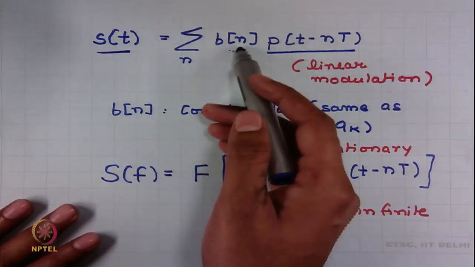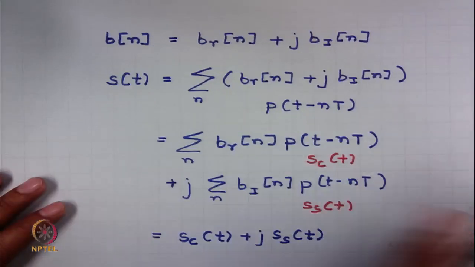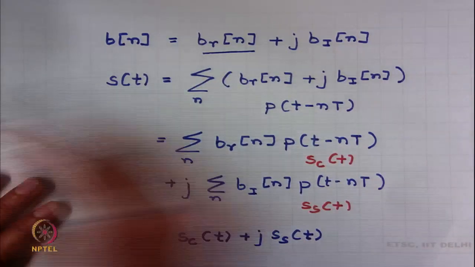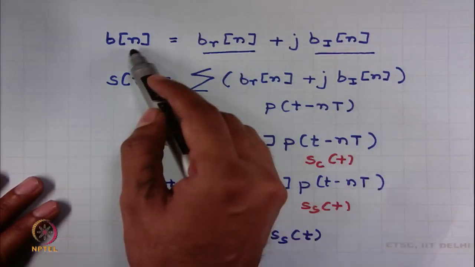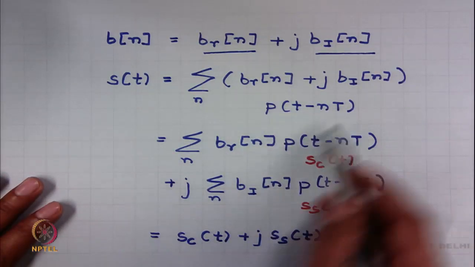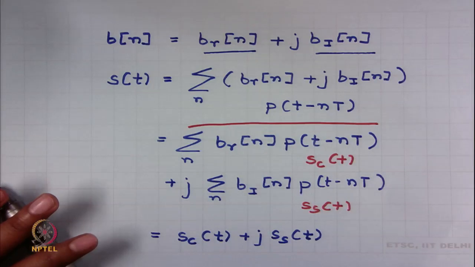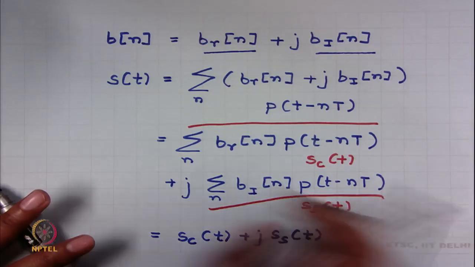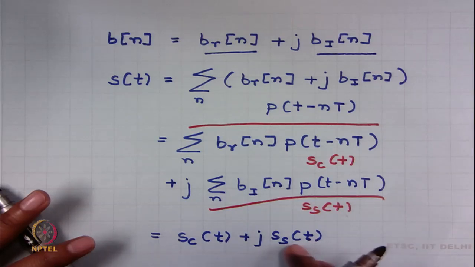Now, what is the impact of having this Bn as complex numbers? Let us see it. I have a slide for this. So, if I assume Bn as a complex number, it can be thought as a sum of real part and an imaginary part. So, S(t) can be written down like this. I am just decomposing Bn into its real part and its imaginary part. Then you can multiply this with p(t minus nT), and we get one real waveform which I call Sc(t), and you have another real waveform which I call as Ss(t), and S(t) can be thought as just the sum of Sc(t) plus j times Ss(t).